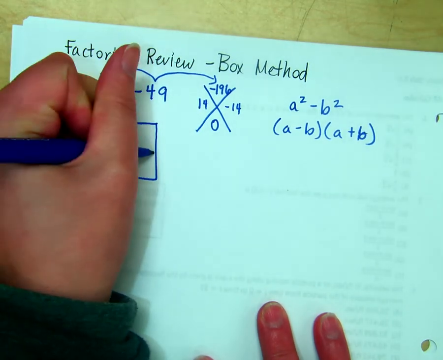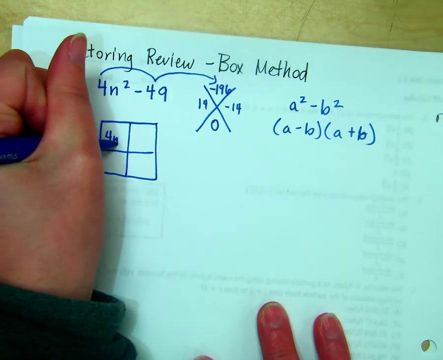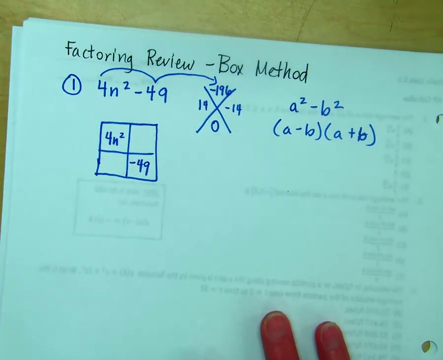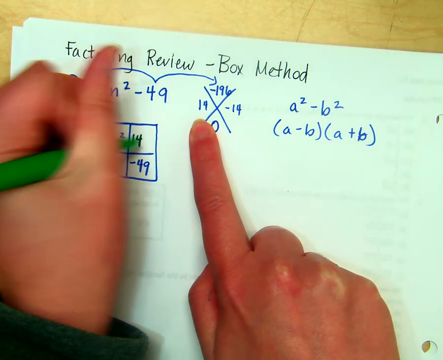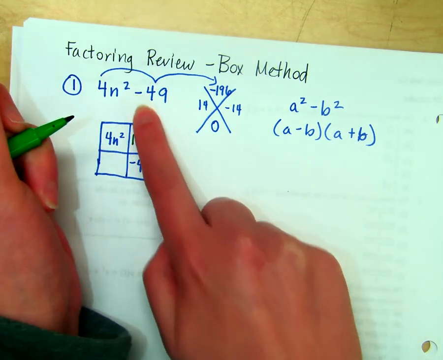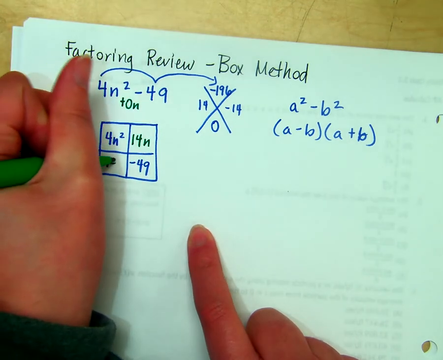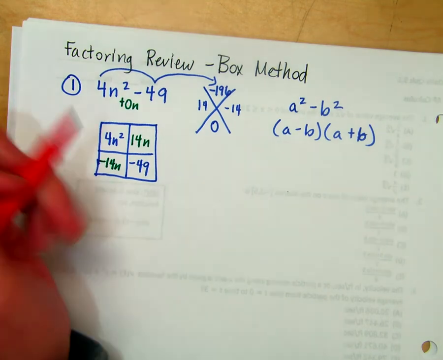So to set up my box, I put the first term in the first box, and the last term in the last box. And then in my 2 other boxes, I use this. The variable for this is usually what the middle variable is, which would be plus 0n. So I'm going to put an n with both of those. And then I look for my GCF.